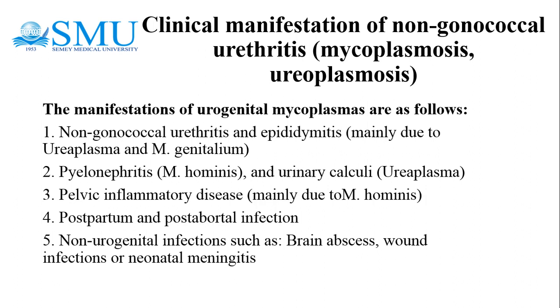tubo-ovarian abscess, pelvic abscess, septic abortion, and puerperal infection, post-operative wounds, septic arthritis, septic thrombophlebitis, peritonitis, and brain abscess. It may cause pneumonia similar to that caused by Mycoplasma pneumoniae, and meningitis in newborns.